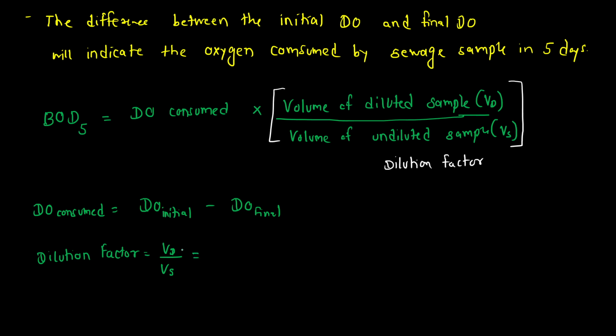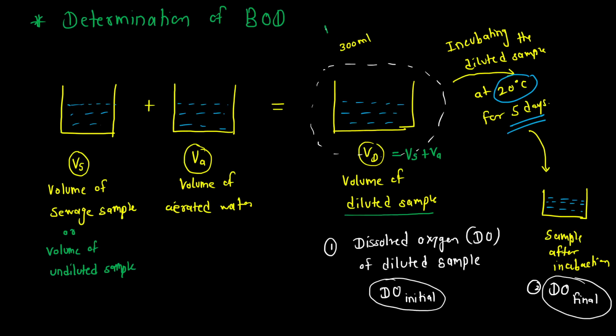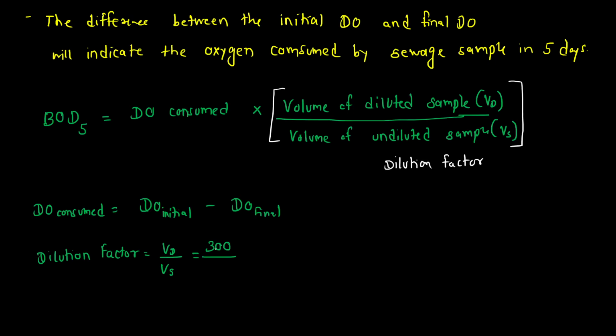Now this volume of diluted sample, as we have seen, sometimes in the question is directly taken as 300 if it is not given, because the volume of BOD bottle is 300 ml. Okay, so 300 divided by the Vs in ml, and if the percentage dilution is given, then you can write it as 100 divided by percentage dilution. So with this now we can find out the dilution factor, DO consumed, and the BOD5.